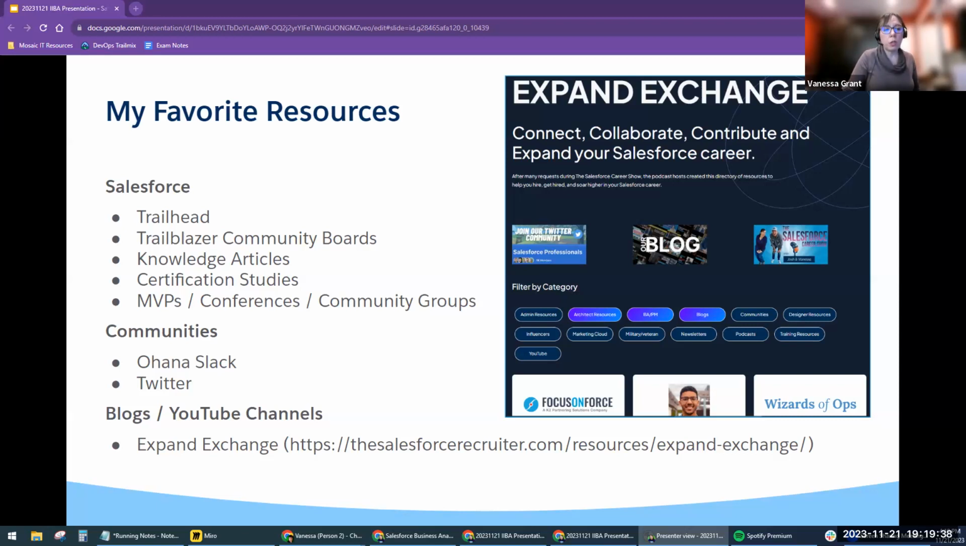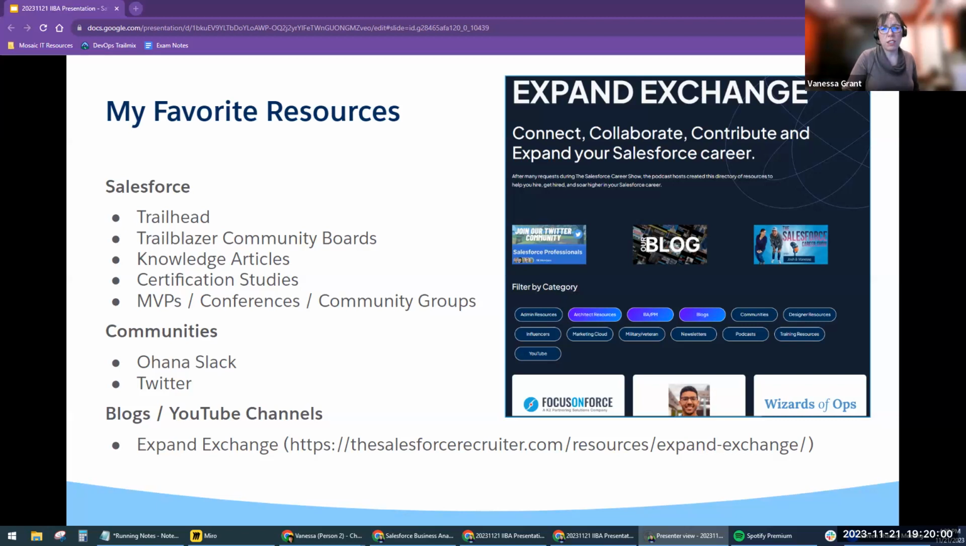Also, communities, Ohana Slack. Ohana Slack has over 10,000 Salesforce professionals on it. It's just a Slack channel. It's run by folks in the Salesforce community, and people ask questions there all day. You could either ask a question yourself or just search in the search bar for the thing that you're looking for, and likely somebody has asked that question before. It is a great resource.